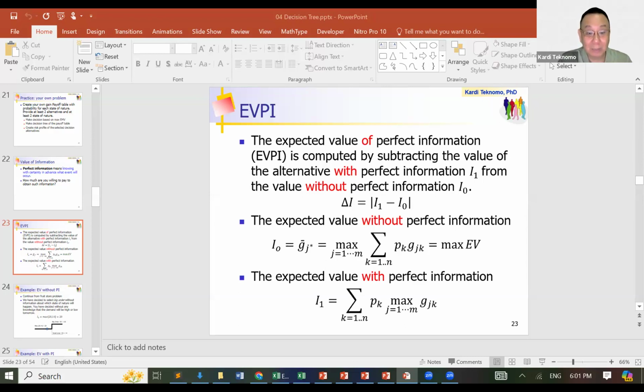Now, the expected value with perfect information, you compute the maximum of the gain for each row, and then you multiply by the probability. Without information, you compute the gain multiplied by the probability, and then you maximize, right? This is the usual part. So basically, this is similar to regret.